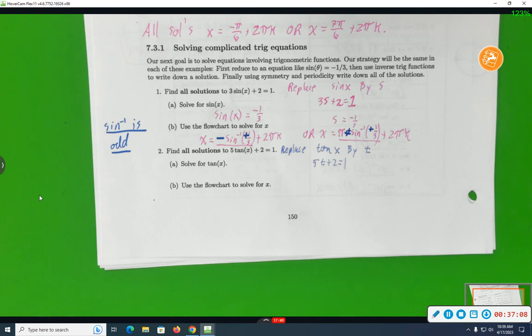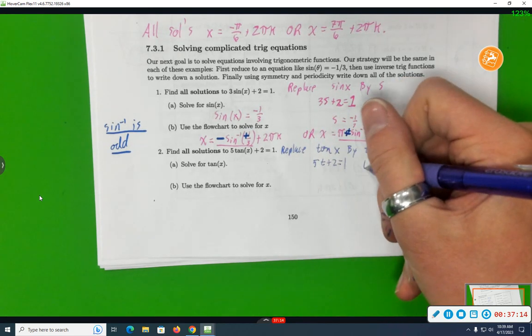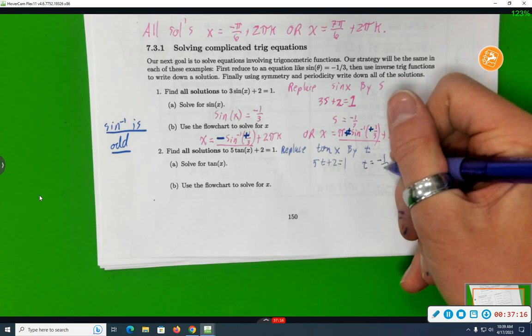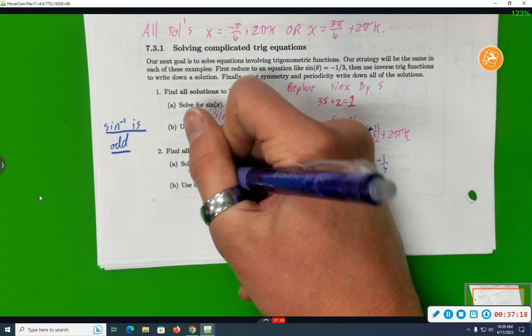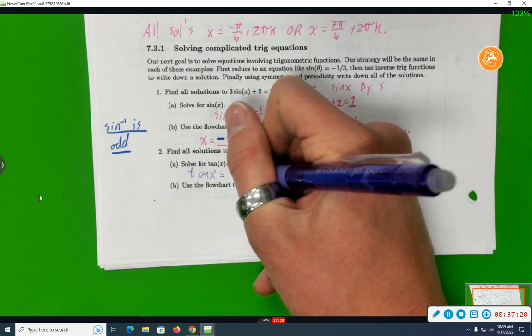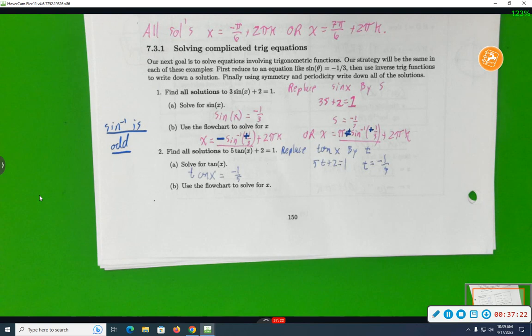Negative 1/5 after 8 seconds. Does that agree with everyone? All right. So this becomes tangent of x equals negative 1/5. And now we'll play a similar game. We'll look at the flowchart this time just at the top of the page that tells you how to solve tangent equations. And you'll tell me what the solution to this equation is.